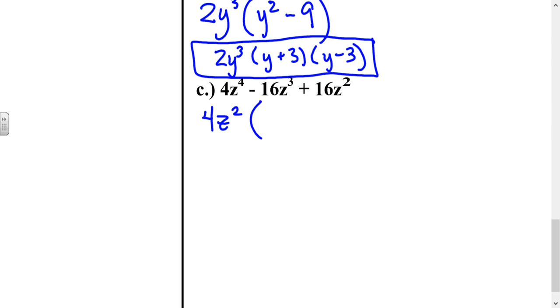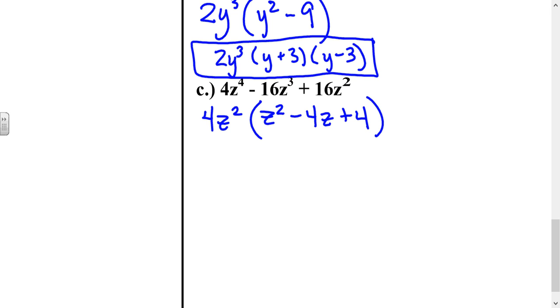And then I write what's left inside the parentheses after I divide. So 4z to the 4th divided by 4z squared would just be z squared. Negative 16z cubed divided by 4z squared. 16 divided by 4 would be minus 4. And z cubed divided by z squared would just leave me 1z. And then 16 divided by 4 again would be 4. And the z squared goes away, so this is what's left.